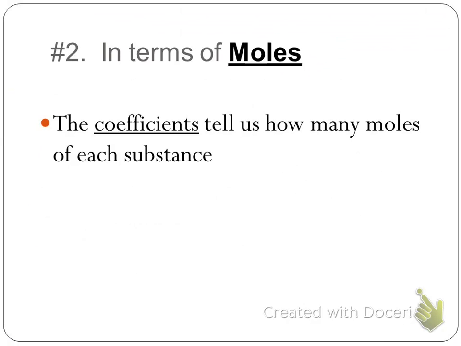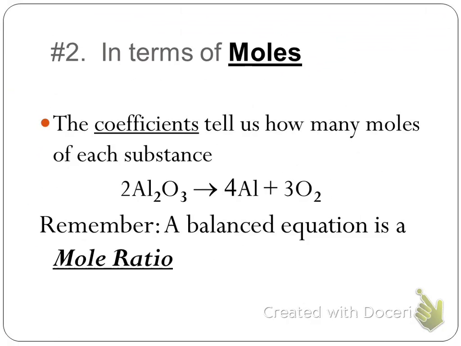But when I move into my next stage, which is in terms of moles, I have a way that I can start to move. The coefficients from our balanced equation are going to tell us how many moles of each substance. Once we understand how many moles of each substance are there, we can then branch out and look into the other directions. That means if I'm reading this equation, it will be 2 moles of aluminum oxide yield 4 moles of aluminum and 3 moles of oxygen gas. Remember that this is just a mole ratio. It's just telling us how many of each will relate to the other.